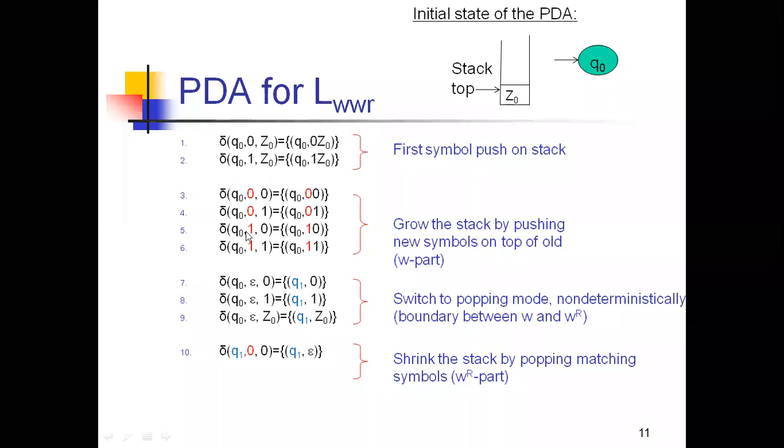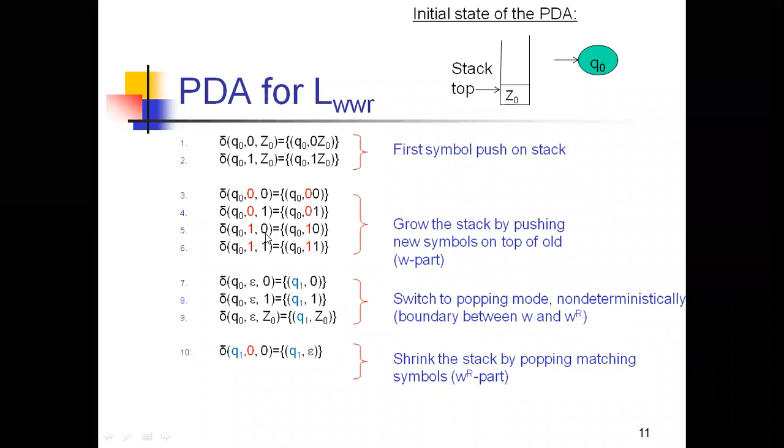Now it becomes Q naught, 0, 1. And now Q naught, 1, 0. That means now my input alphabet is 1 and the stack alphabet is 0. The top of the stack is 0. Then when I push it into the stack, it becomes 1 0. And Q naught, 1, 1. Same thing, both the input alphabet and the top of the stack are the same, and this is pushed onto the stack and it becomes 1 1.